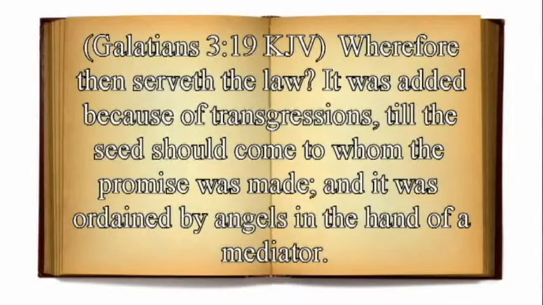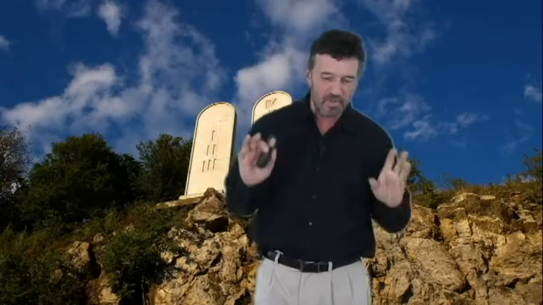Now, we have to read the context of Galatians here. Let's drop back to Galatians 3 and verse 19. Wherefore then serveth the law? It was added because of transgression till the seed should come, to whom the promise was made, and it was ordained by angels in the hand of a mediator. Now, what law was added because of transgression? What law was added because people were sinning? Did God look down at man and say, those people are sinning their butts off.